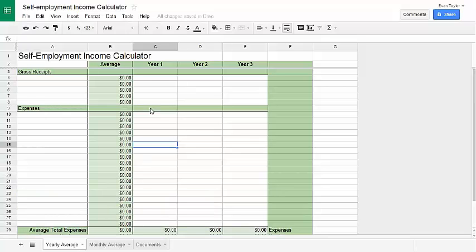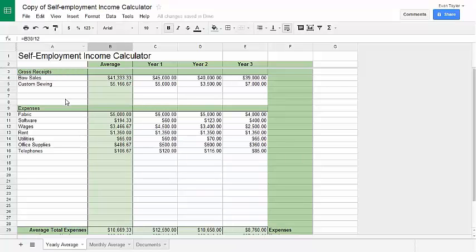Now, the way the spreadsheet's set up, we're first going to enter our revenue, which we're going to call our gross receipts. This is money coming in. There are several rows available because some people have different types of revenue that come in. I think it's going to be helpful to use an example. In our example, we're going to look at a business called Bonnie's Bows. I'm going to pull it up here on this next tab.